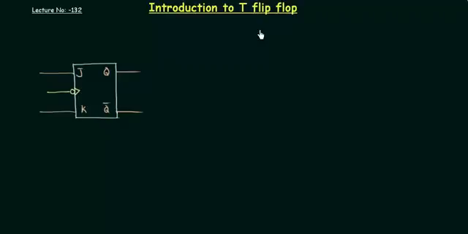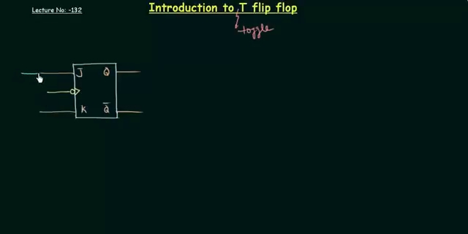Now if I ask you one question, what if I only want toggling action? In that case, we will use a flip-flop we call as the T flip-flop. This T stands for toggle. So definitely we are going to use JK flip-flop to obtain our T flip-flop, like we used SR flip-flop to obtain our D flip-flop. But in D flip-flop, we complemented the input. In this case, we are not going to do that.